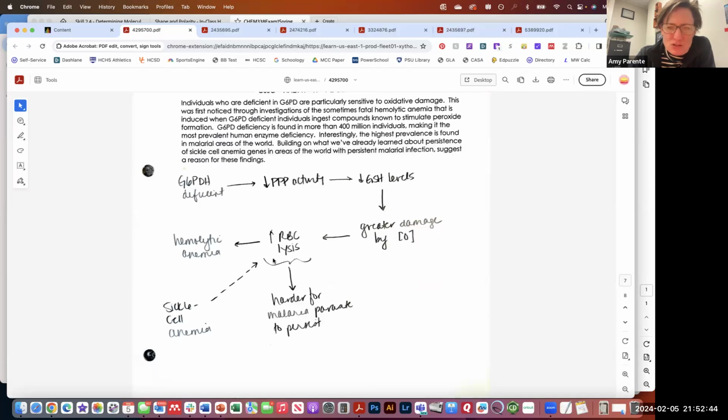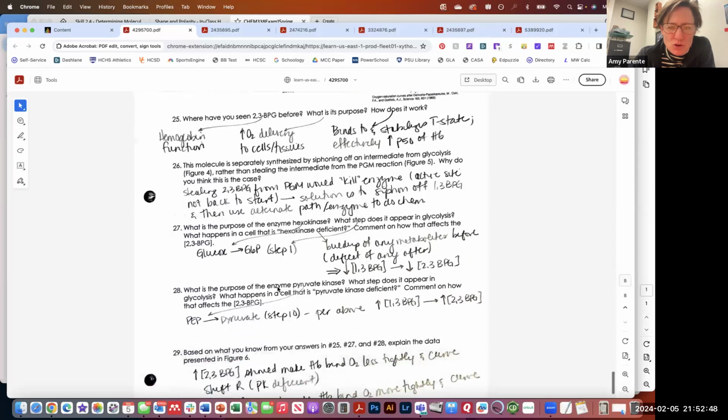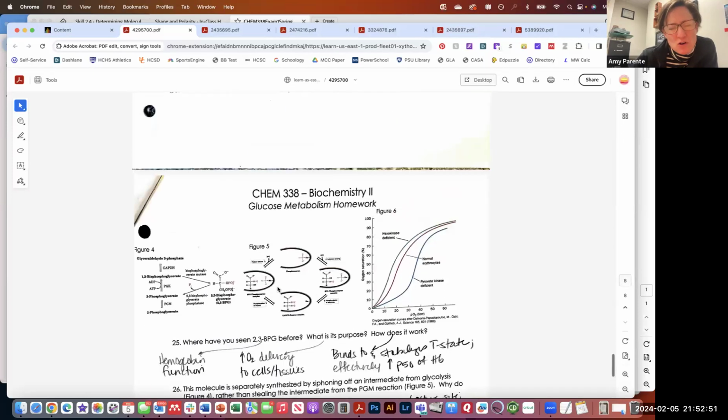Again, here's just that cascade shown in a different way, the 2,3-BPG story. And that's pretty much what your homework was.